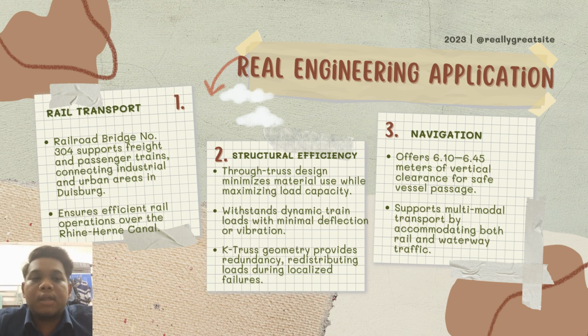So for the rail engineering application, number one is rail transport. Railroad bridge number 304 supports freight and passenger trains connecting industrial and urban areas in Duisburg. Ensure efficient rail operation over the Rhine Canal.